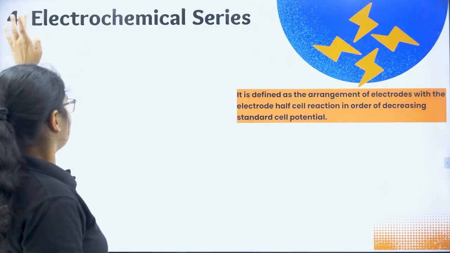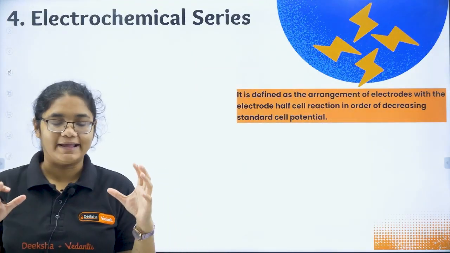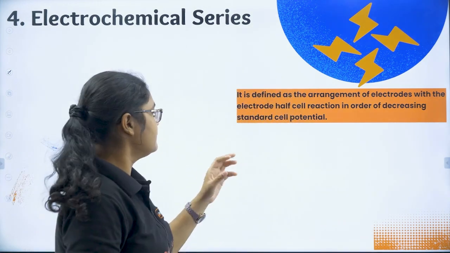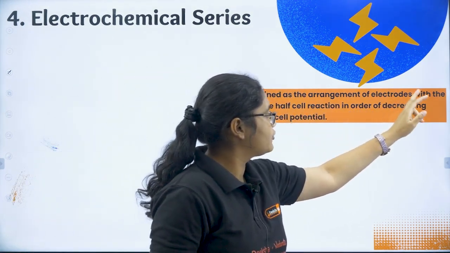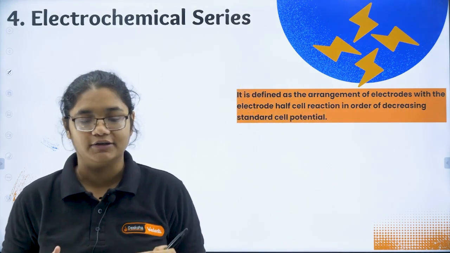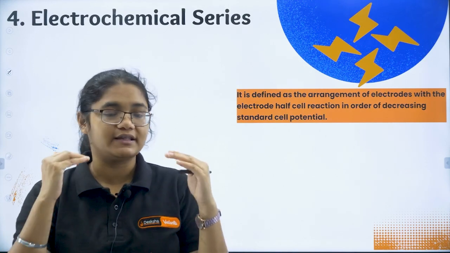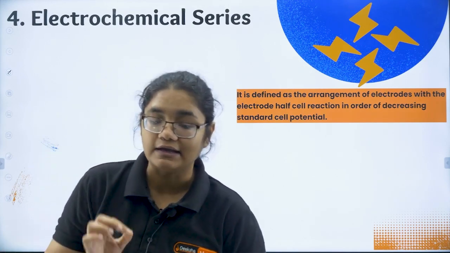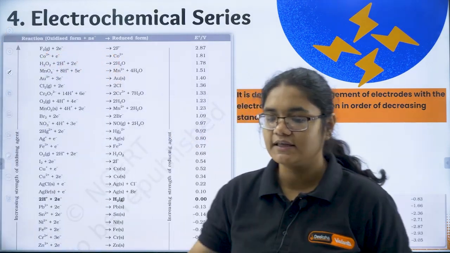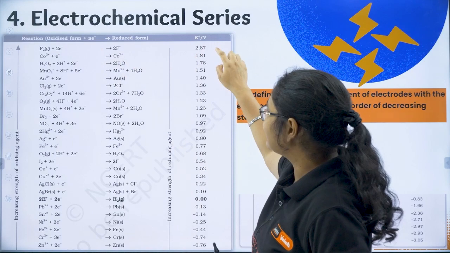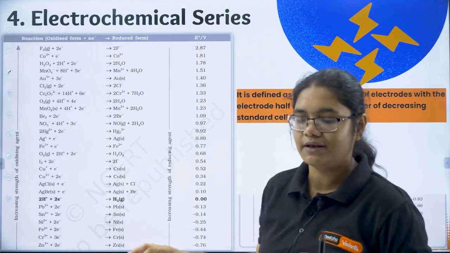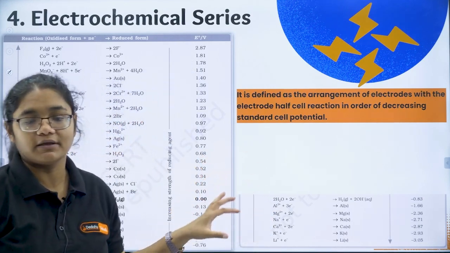Okay, fine. So now we will come to today's lecture, that is the electrochemical series. Now what is the electrochemical series? It is defined as the arrangement of electrodes with the half cell reaction in order of decreasing standard electrode potential. So you have different electrodes, and their reduction potentials are given in decreasing order. Let me show you. I hope this is visible. You can see here we have F2 2.87, 1.81, 1.78. So the decreasing value of reduction potential is called your electrochemical series.